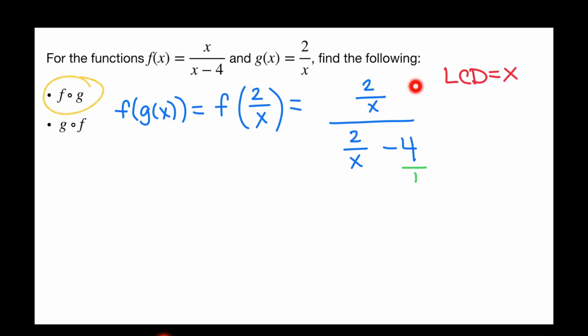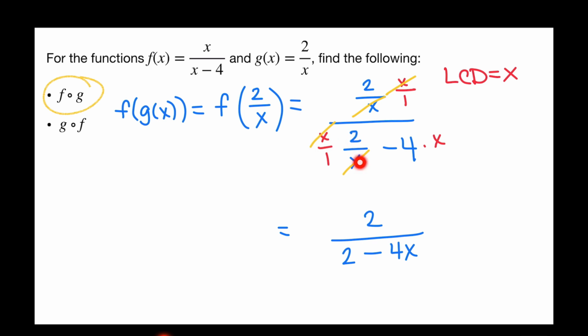So I'm going to multiply the top and the bottom by x. In other words, I'm multiplying every single term in this expression by x. Let's see what happens. 2 over x times x, the x's cancel and we're just left with 2. On the bottom, same thing happens with the first term: 2 over x times x, the x's cancel, we're left with 2. And then minus 4x. That's my final answer in simplified form, f composed with g.